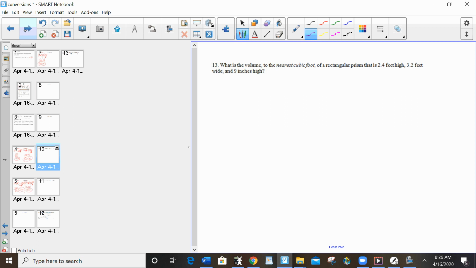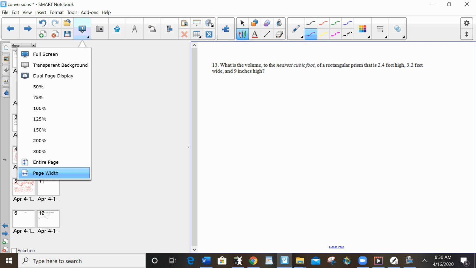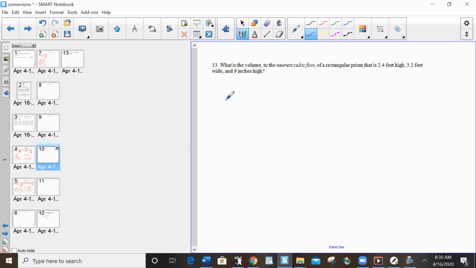Now, starting with number 13, this is where we're incorporating conversions into geometry questions. So this is where things get a little annoying because you have to pay very close attention. Number 13, all right, let's take a look at 13. What is the volume to the nearest cubic foot of a rectangular prism? So let's draw a rectangular prism.